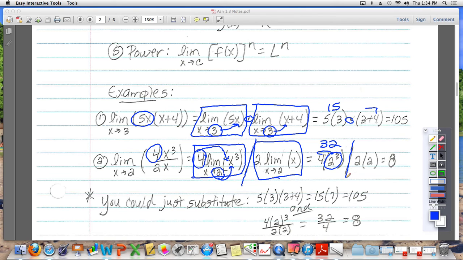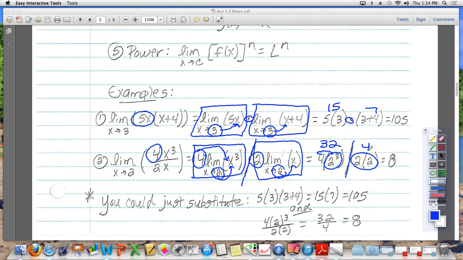Divide it by, here's your multiple, your scalar multiple, 2. And then this thing right here needs to get plugged into your function. So you're taking 2 times 2. What's 2 times 2? 2 things multiplied is 4. 32 divided by 4 gives you an answer of 8.